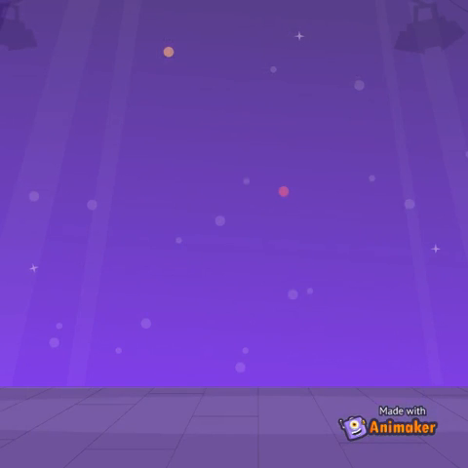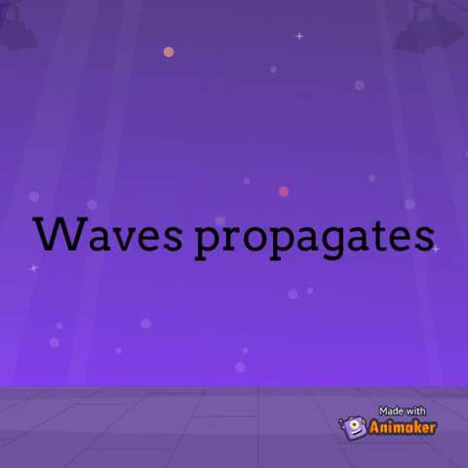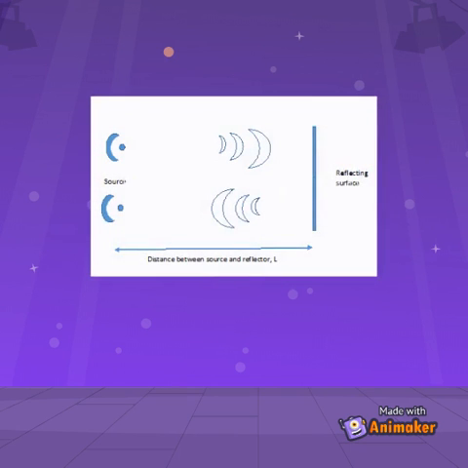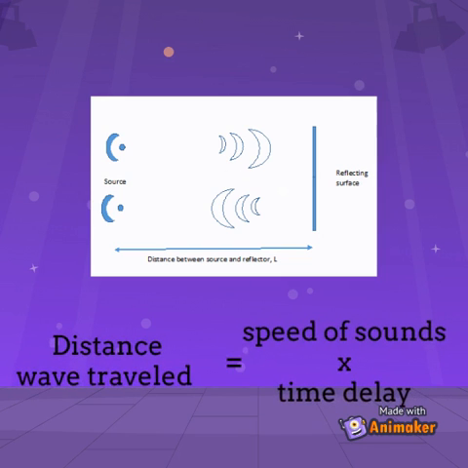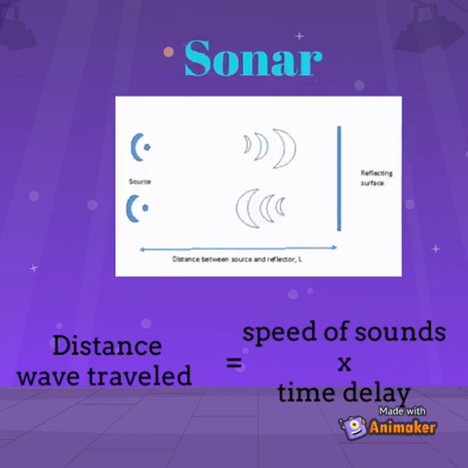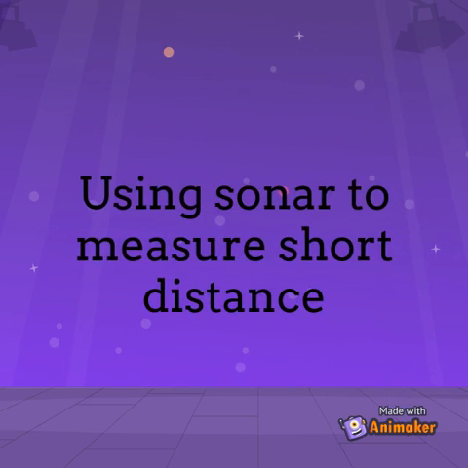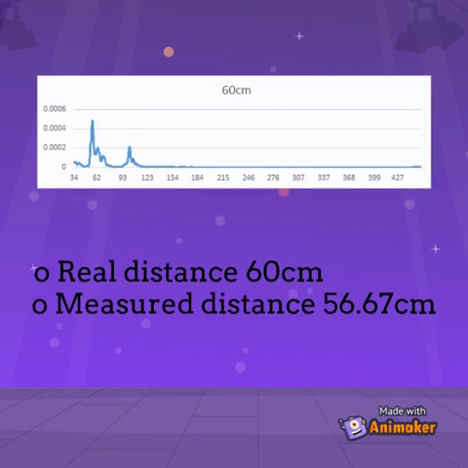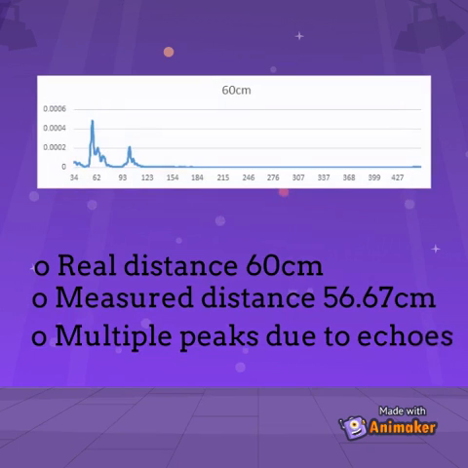Last but not least, we know that waves are extremely fast, but not instant. By measuring the delay of a reflected sound wave, we are able to know the distance the wave traveled. This method is called sonar. So the final experiment that I did is using sonar to measure short distances. Using this method, I was able to measure the distance quite close to the real distance. However, it still lacks accuracy and is a little bit confusing due to echoes.